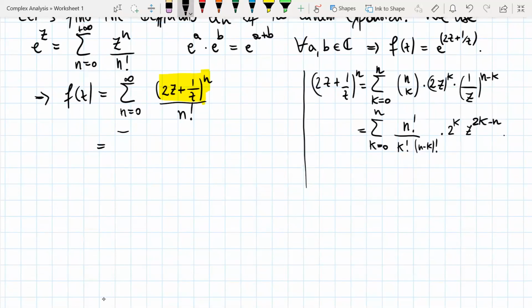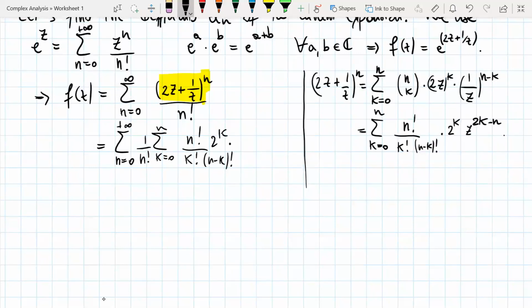And we find the sum from 0 to infinity of 1 over n factorial, then the sum for k going from 0 to n of n factorial over k factorial times n minus k factorial, times 2 to the k times z to the 2k minus n. Okay, so we see here the n factorial goes away, and we find this formula.